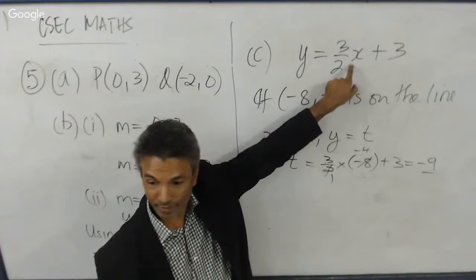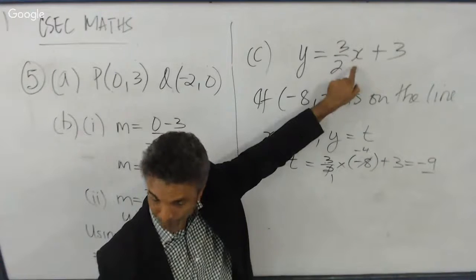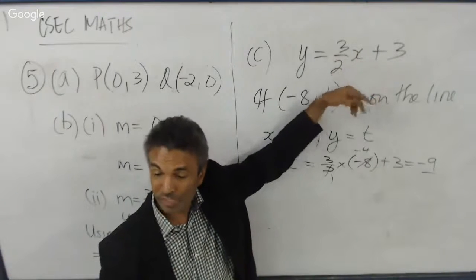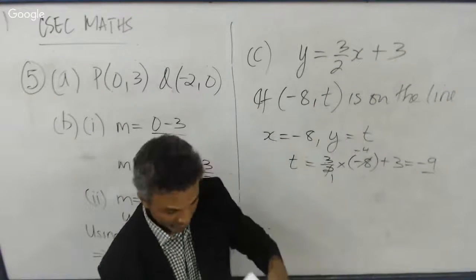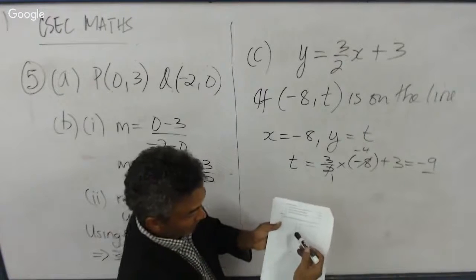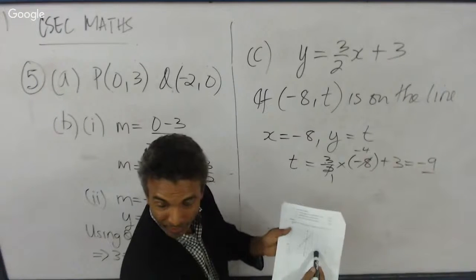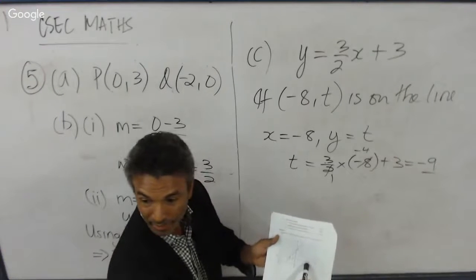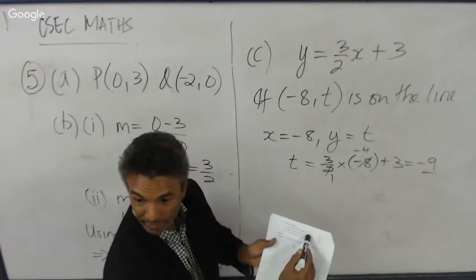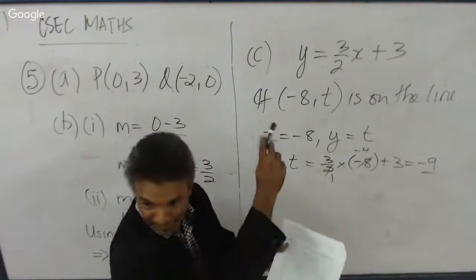You'd say 3 over 2 times 4. 2 into 4 is 2. 2 times 3 is 6, plus 3, 9. Now you see, if you could extend this line, just look at the line, and you look for 4. What it would mean is that where you see 4 and you go up to the line, it will be 9.